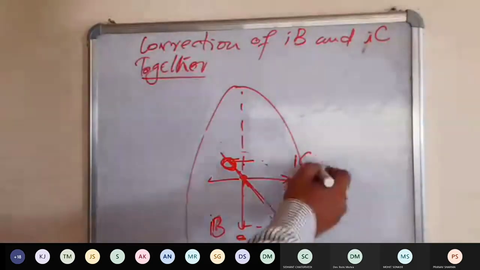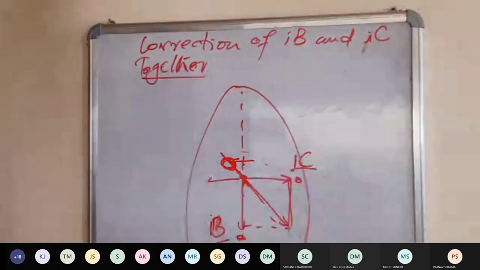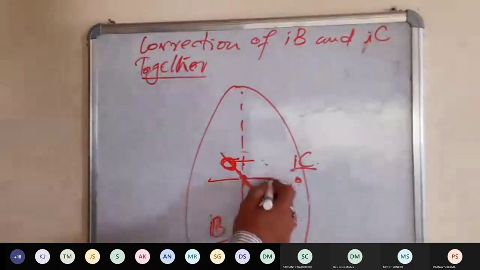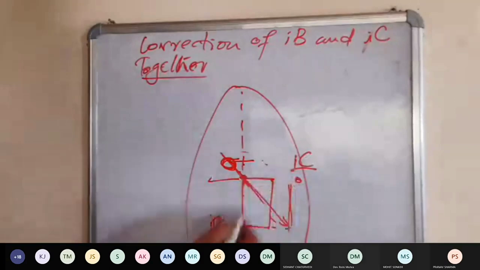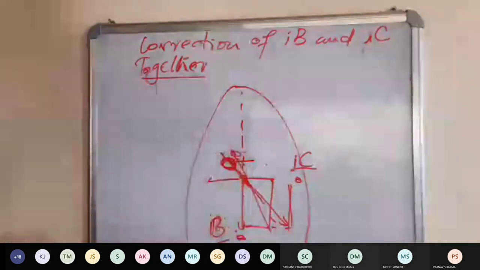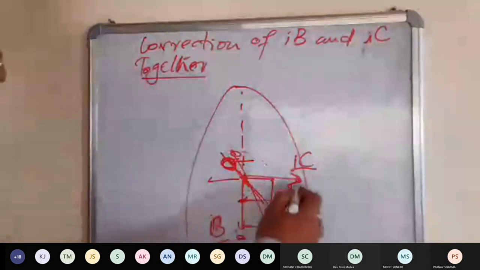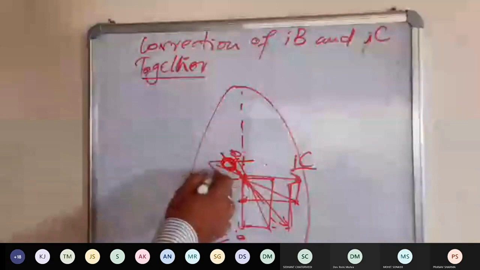Correction we require for IC and IB. This will depend on that if the IC is small and this is big, then it will be placed here. If it is more, if it is less, then it should be placed more to this side.